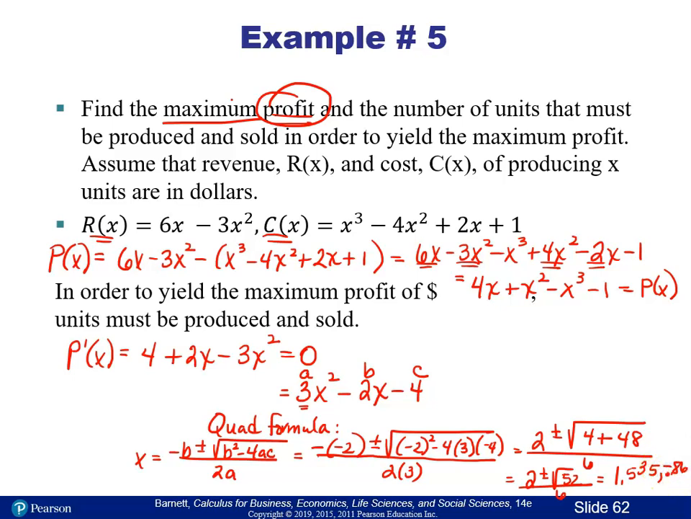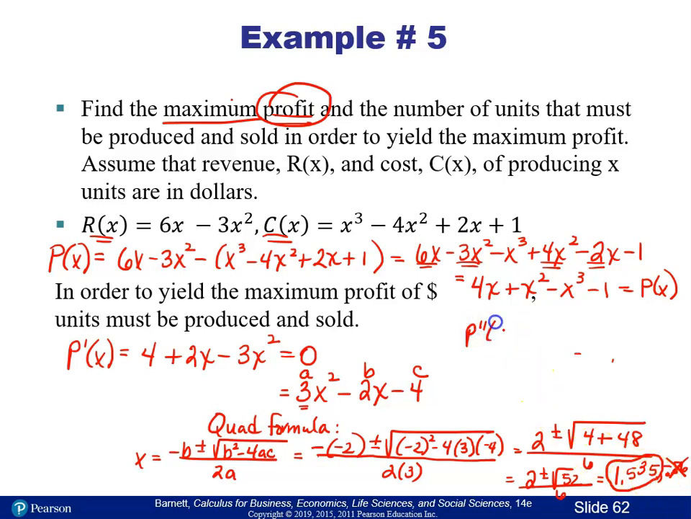And then if we do 2 minus the square root of 52 over 6, we end up with negative 0.86. A negative number of units would not make sense, so we're going to disregard that. We're just going to work with the 1.535. And that's going to be the number of units that must be produced and sold in order to yield the maximum profit. Keep in mind, it doesn't say it here, but these are in thousands because otherwise it's not going to make sense.